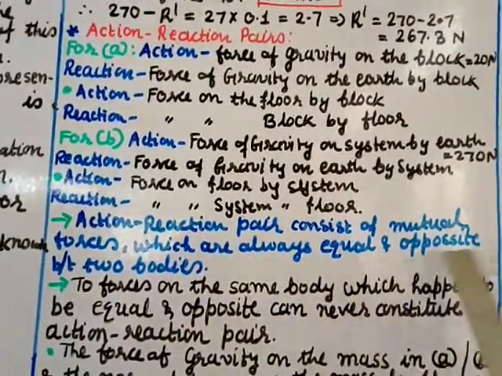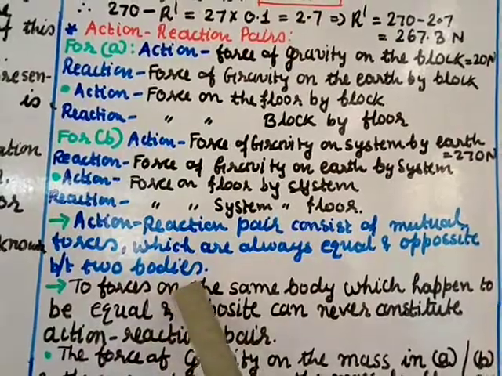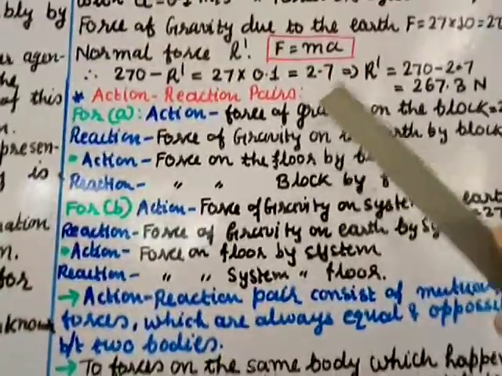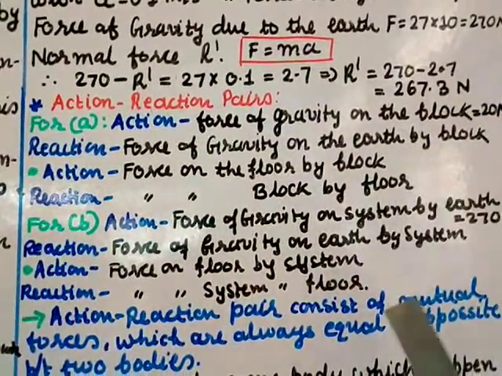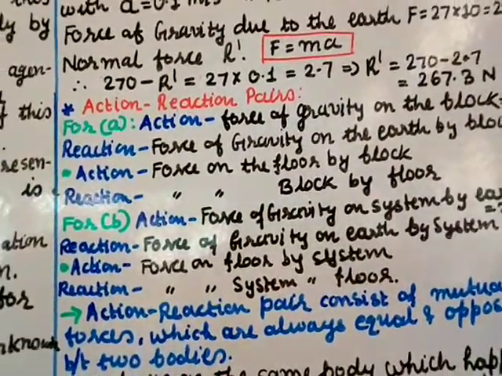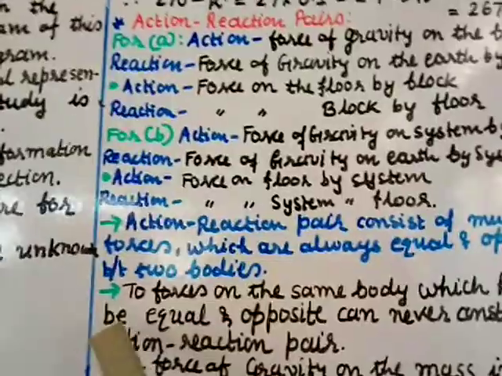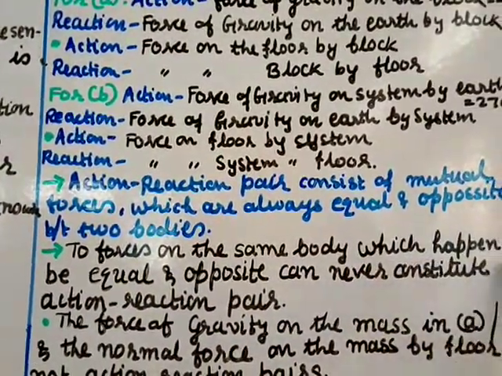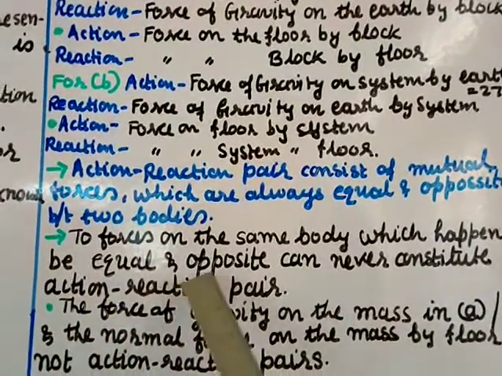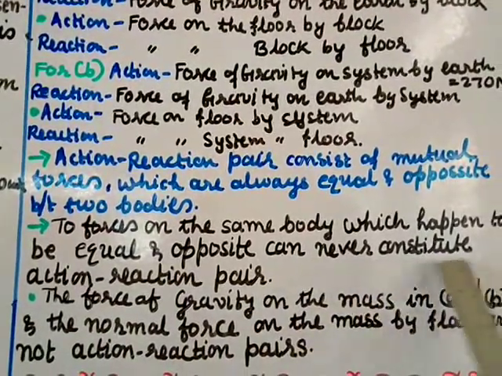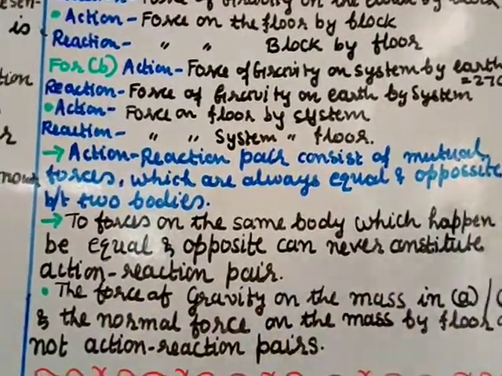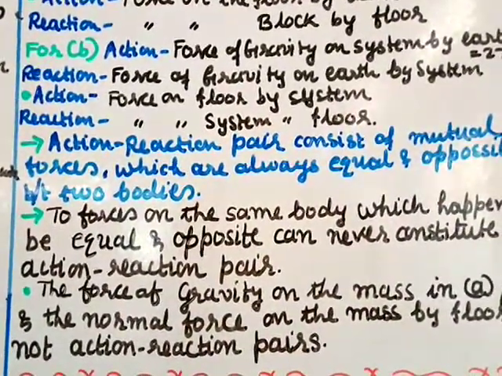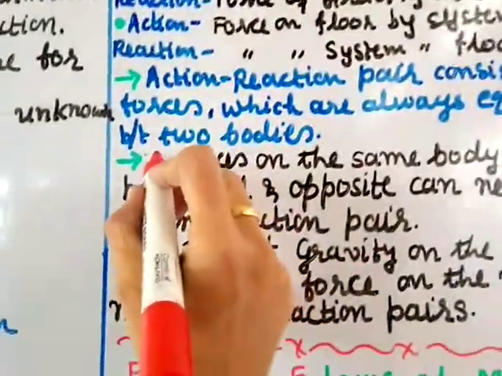They are mutual forces which are always equal and opposite between two bodies. So these are the equal and opposite forces, and they are action reaction pairs. Two forces on the same body which happen to be equal and opposite can never constitute action reaction pairs. Here it should be two, not TO. Let me correct it. It should be two forces.